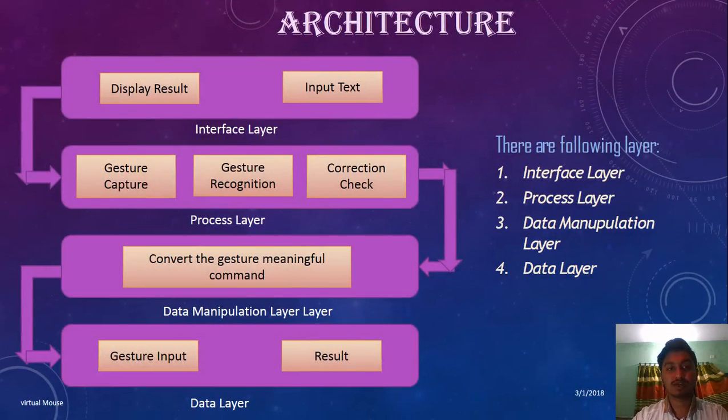Architecture: first display the result, then give input. There are layers: interface layer, process layer, data manipulation layer, and data layer. First we take input, then gesture recognition, then correct the noise, and convert the gesture into a meaningful command. Then the command works as a mouse on the PC.